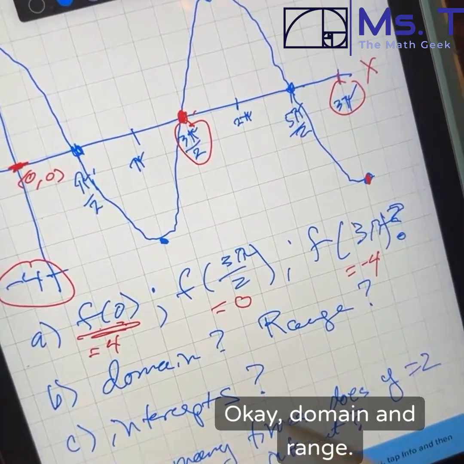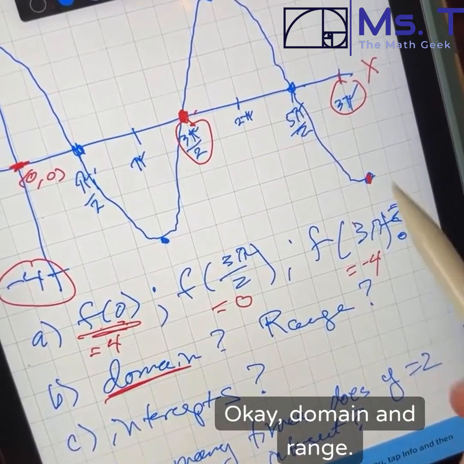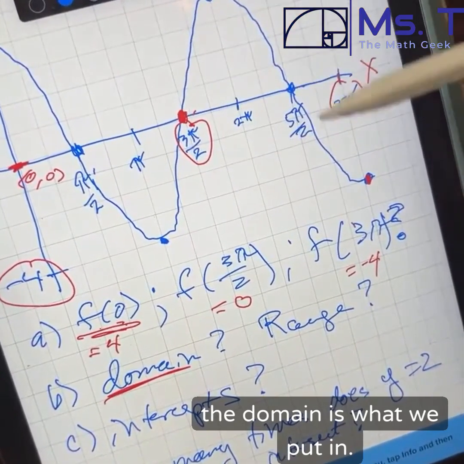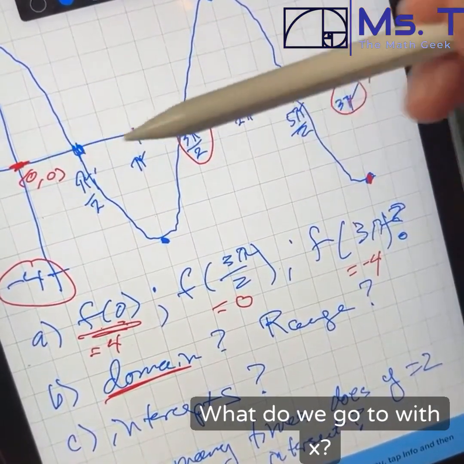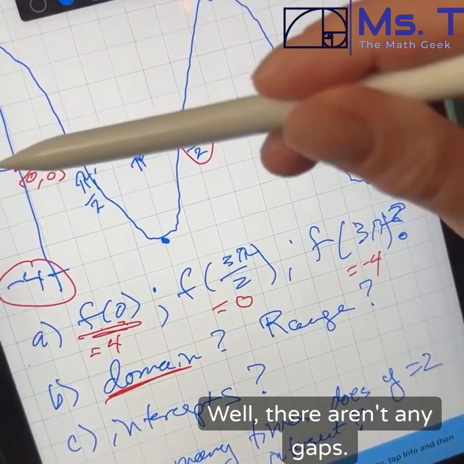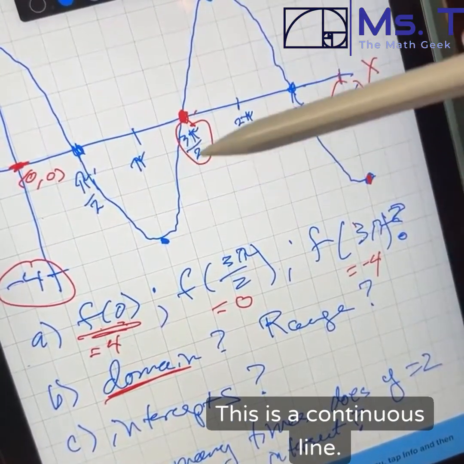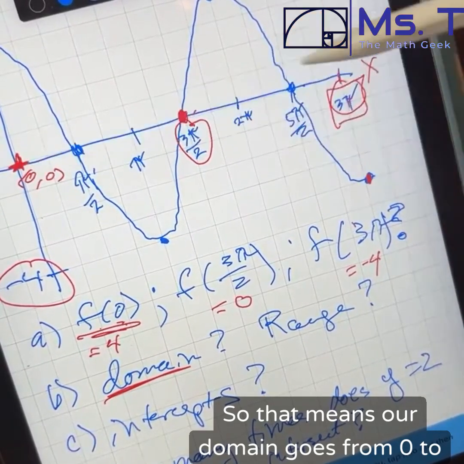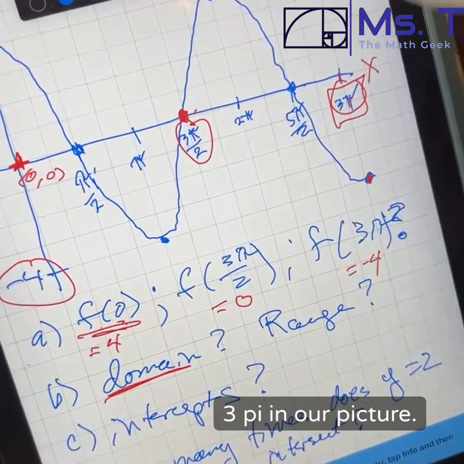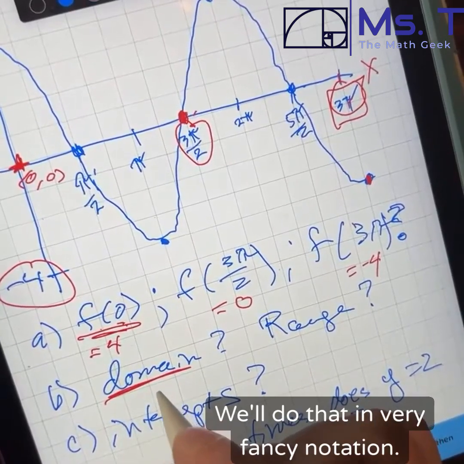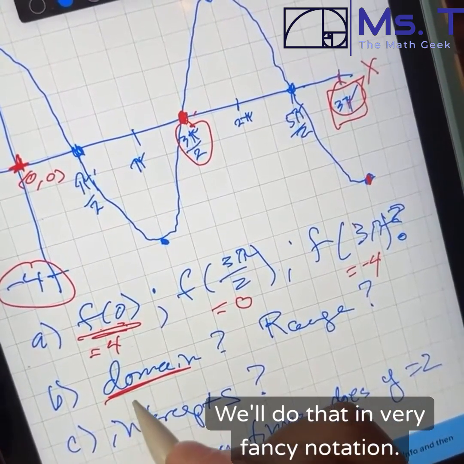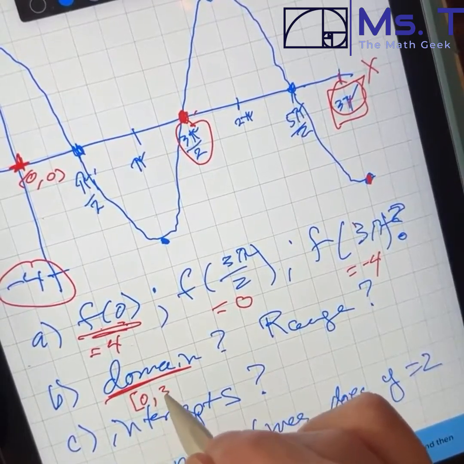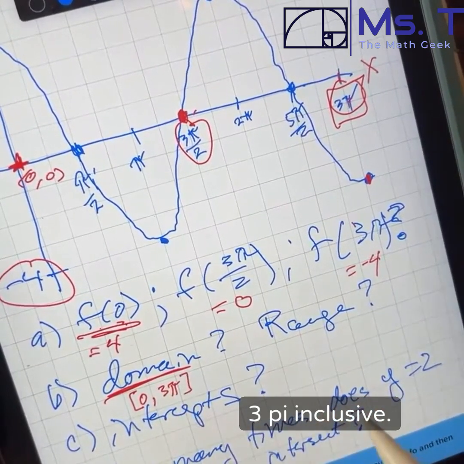So domain and range. The domain is what we put in. What do we go to with x? Well, there aren't any gaps. This is a continuous line. So that means our domain goes from 0 to 3 pi in our picture. We'll write that in very fancy notation. You'd use brackets to mean inclusive. So 0 to 3 pi, inclusive.